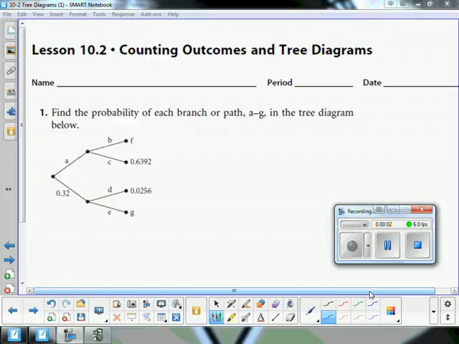Find the probability of each branch or path A through G in the tree diagram below. So this is a tree diagram where they give you some of the pieces, but some others are missing. For example, they're not telling you what A is here.